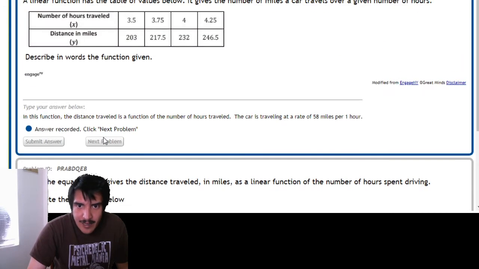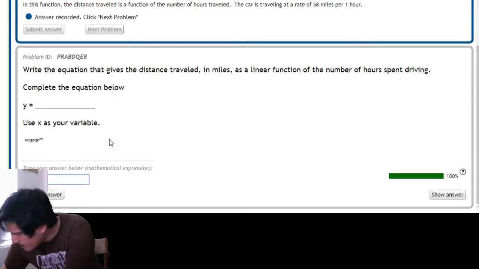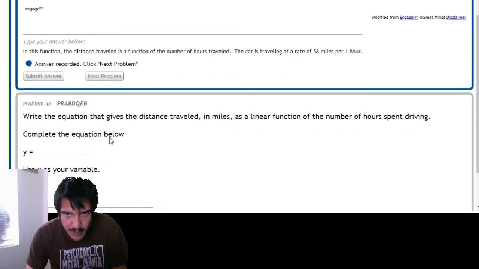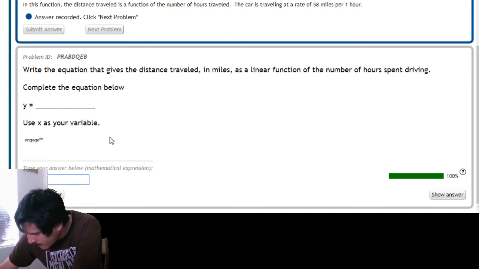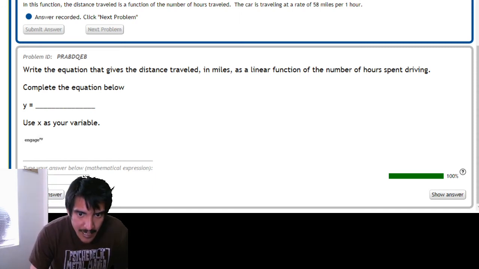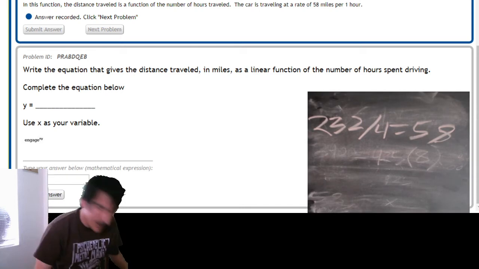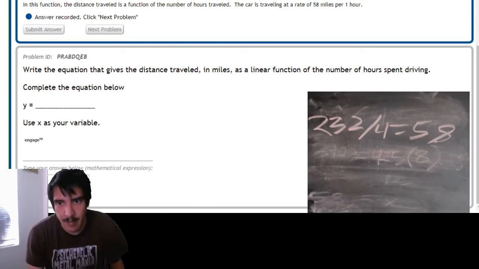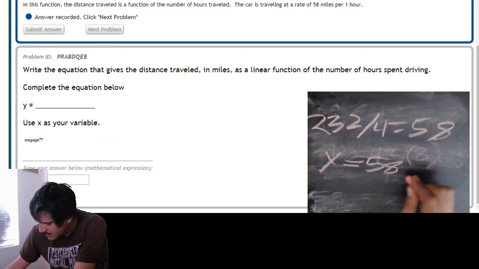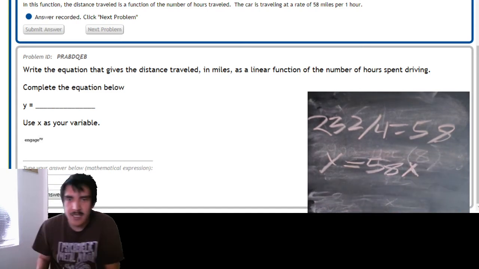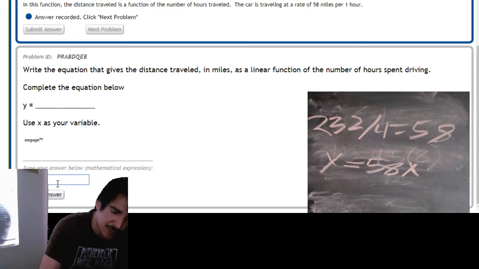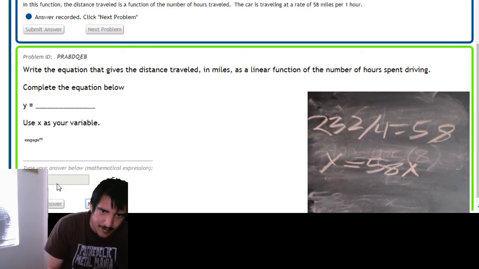Once again, we just found out that the speed of the car through division was 58 miles per hour. I did the division, 232 divided by 4 equals 58, and I'll show you that on my board in a second. So I did that division that you are seeing now, and I got a rate of 58 miles per hour. So now the full equation is going to be y equals 58 miles per hour times the number of hours, x. So y equals 58x. So you see, once you find the speed, the answer is super easy. All you have to do is just put an x in front of it.